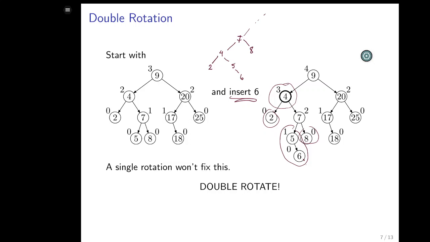But if you do that, you're still stuck. Suppose we do that. You want to do 4, 2, let's rotate at 7, 5. You want to bring 5 up, right? Yeah. Okay. So then I've got 7, 8, 6.